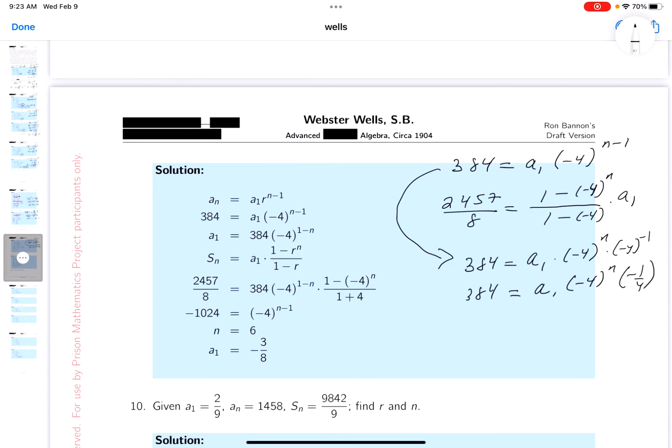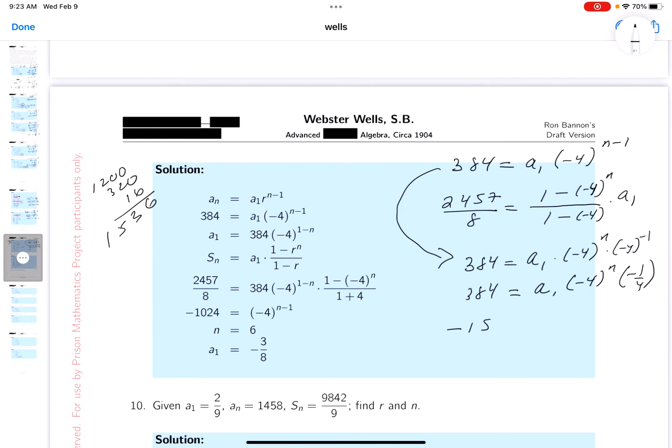And what do you get over there? Let's take a look at that. It's going to be minus, well, let me put this aside, 1,200. I'm doing 4 times 384, by the way. 4 times 300 is 1,200. 4 times 80 is 320 and 16. 1,536. Let me write that down. 1,536 equals A1 times minus 4 to the nth power.